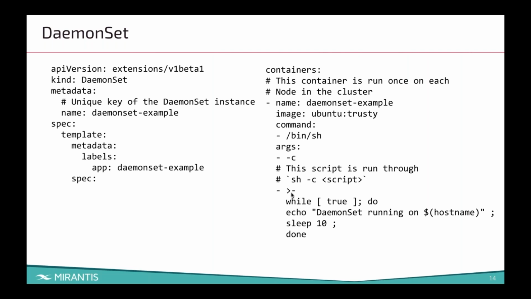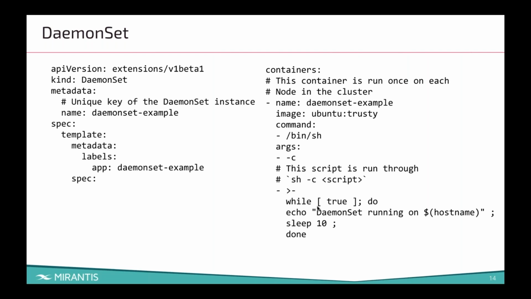But also, if you come down to the bottom here, what you'll see is this greater than symbol. So the arguments for the command are going to be -c, and then the actual script is going to be this while true, do, etc., etc. And this greater than sign basically says everything after this until the next item is a single scalar text value.